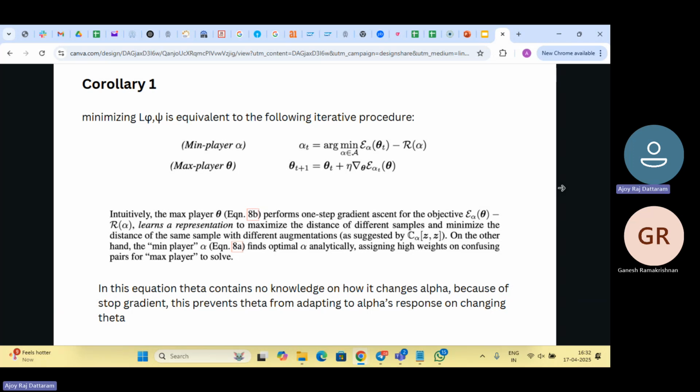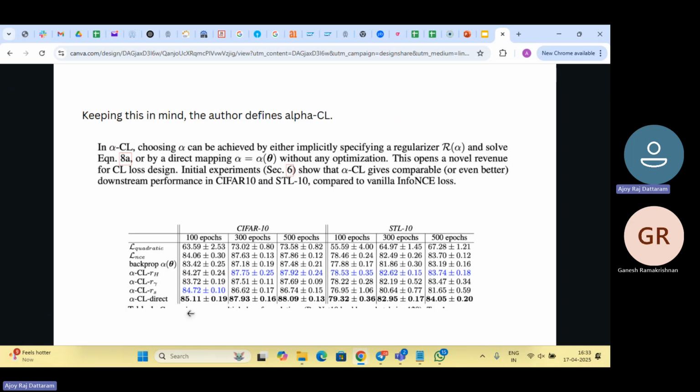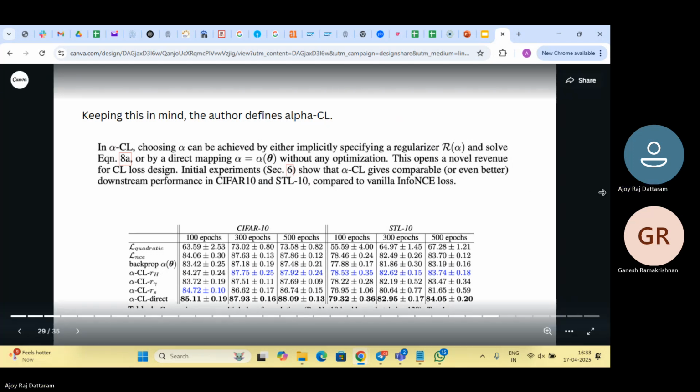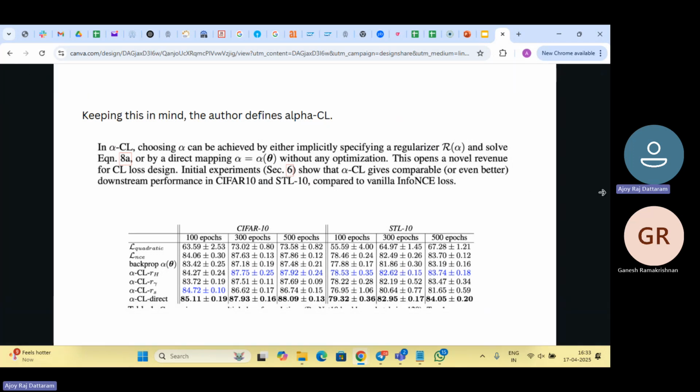So the author has now proposed how we can minimize the loss function, and this method proposes a new contrastive learning method itself. The author said we can get the values of alpha by minimizing the energy function and taking a regularization of it, and we can change the parameters of the model by taking the derivative of the energy function. This mathematical approach proposed a new method, alpha CL, which performs better than other loss functions like the quadratic and the NCE loss functions.